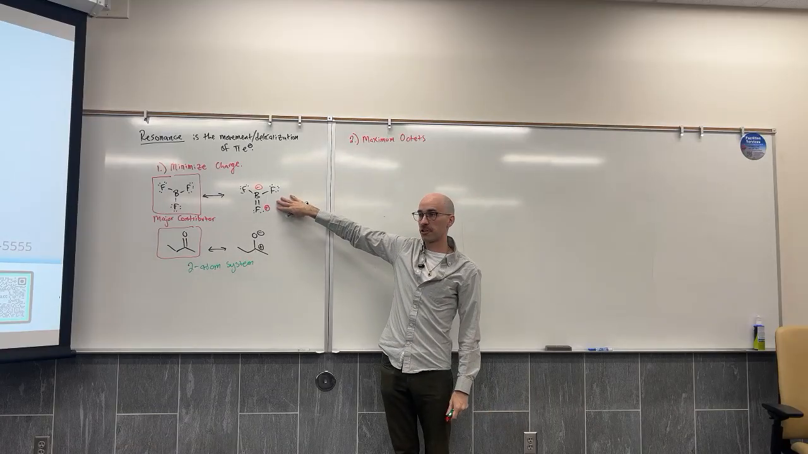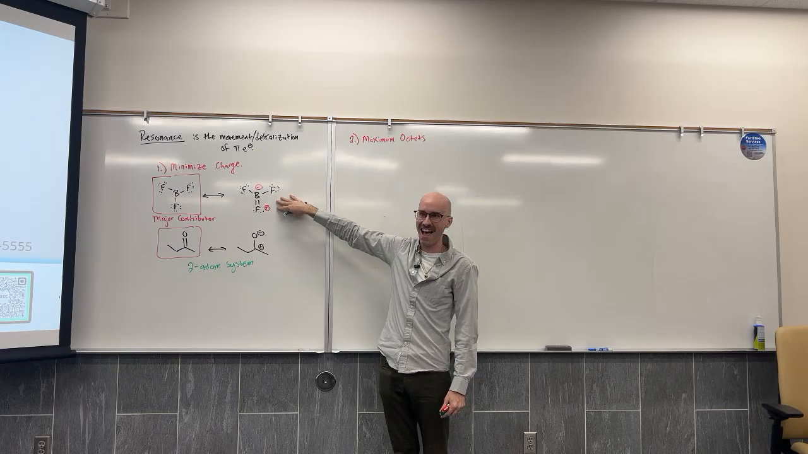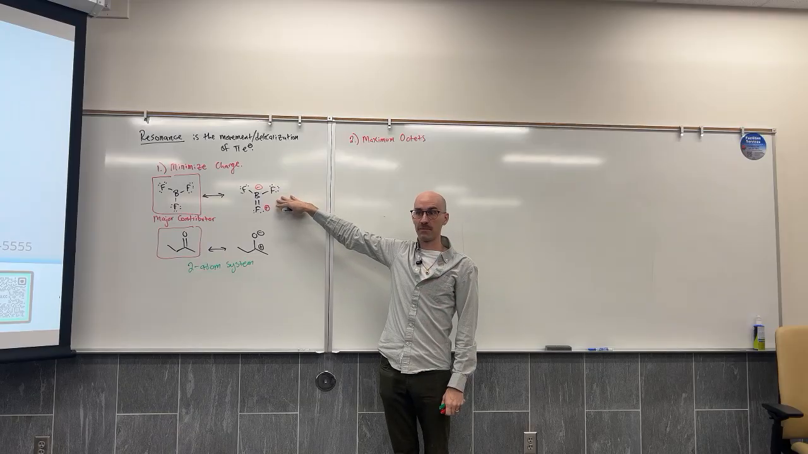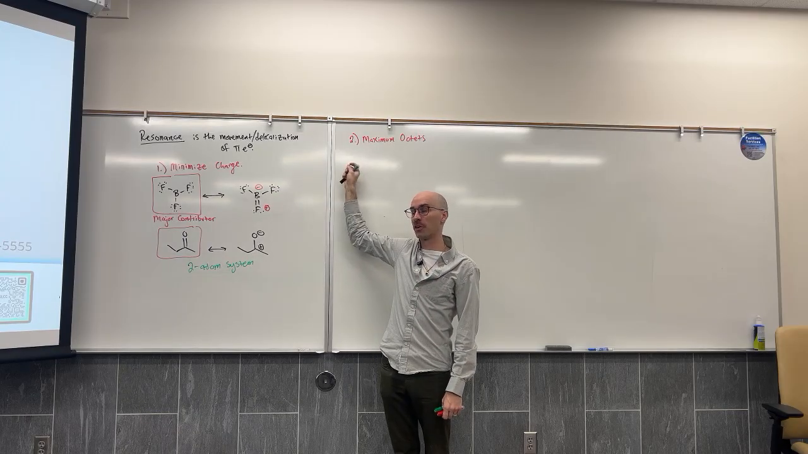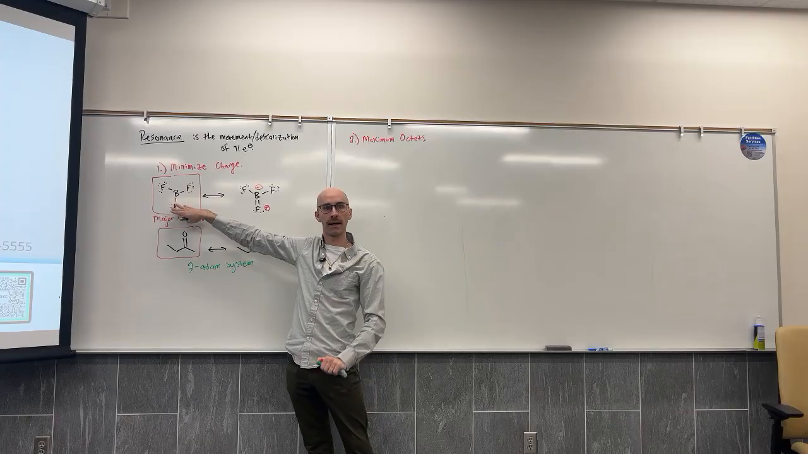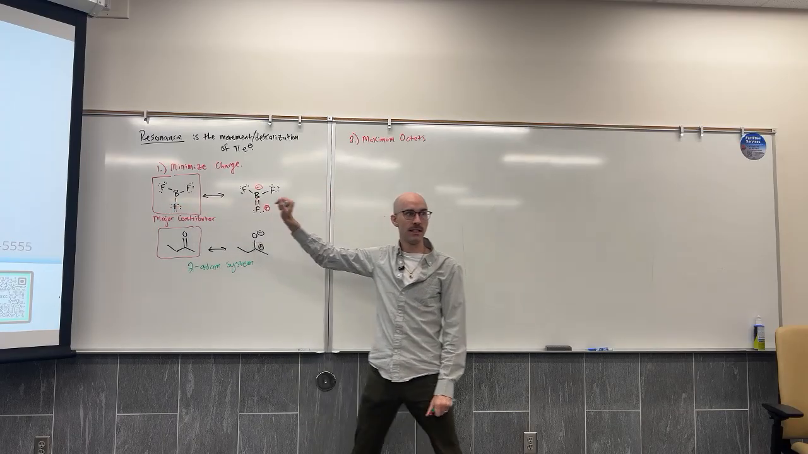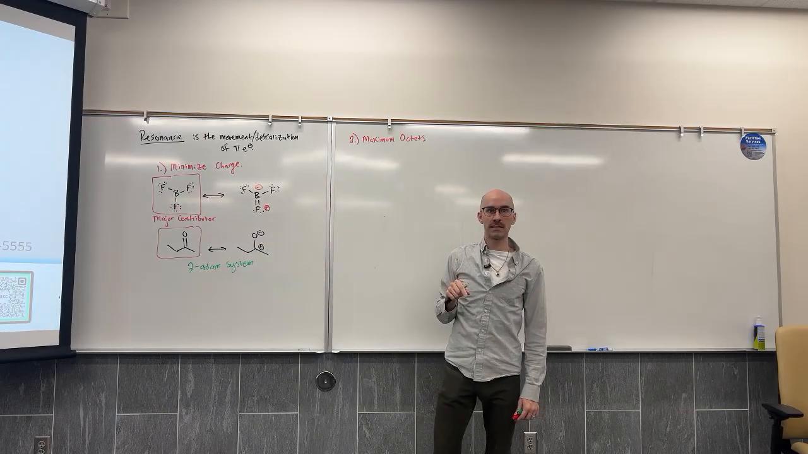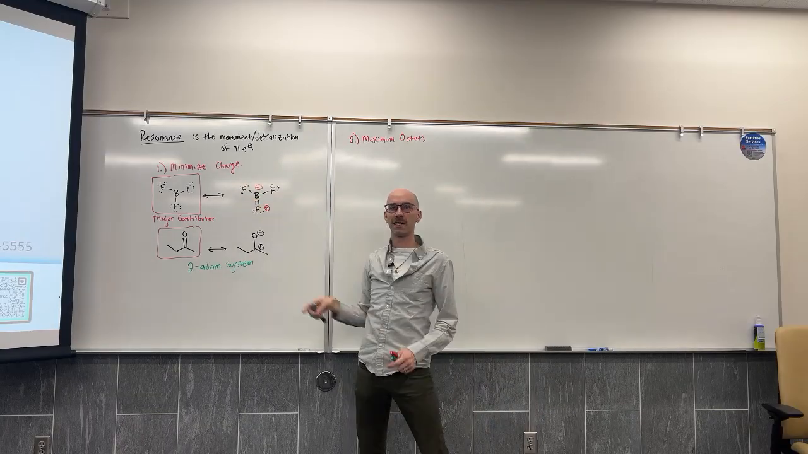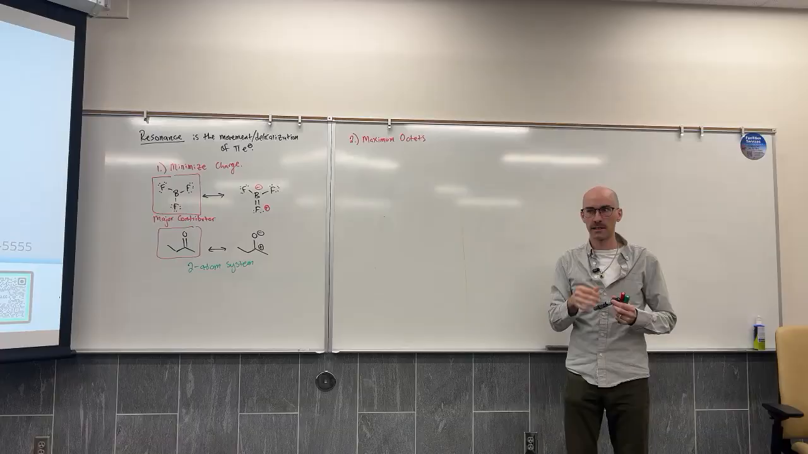Because this structure with the boron-fluorine double bond does maximize octets. That's why this is the second rule. If charges are minimized, then try to maximize octets. But if you can't minimize charge in order to maximize octets, it's better to minimize charge than maximize octets.